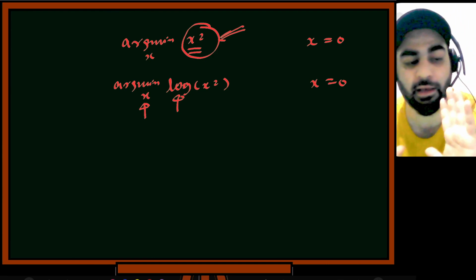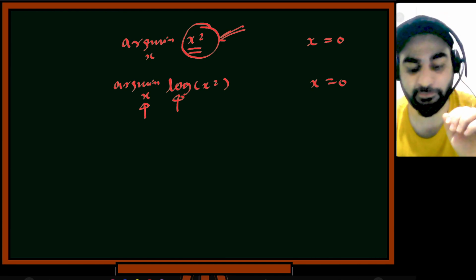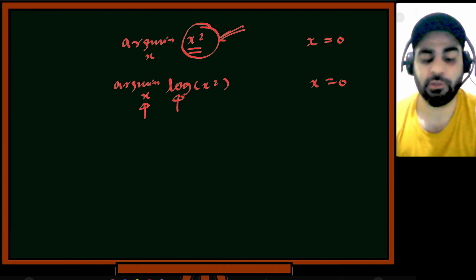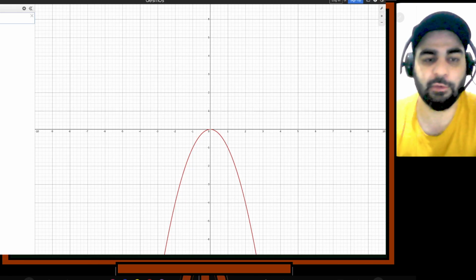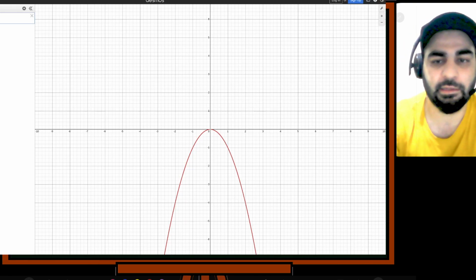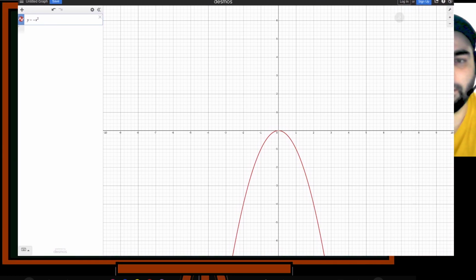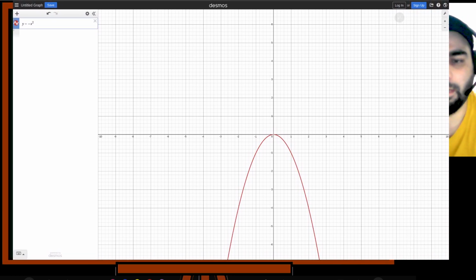How many of you understood this point? Yes, sir. So let me show it graphically to you. Let's suppose again we had this. Let's bring it right here. I'll zoom it a bit.